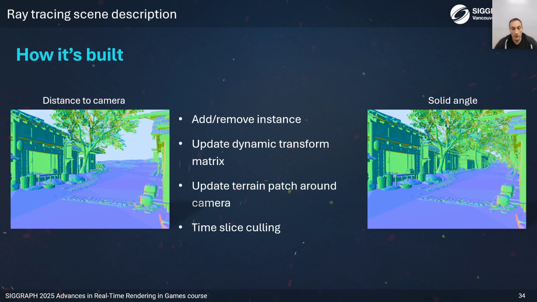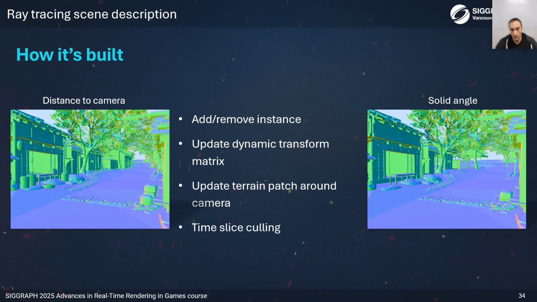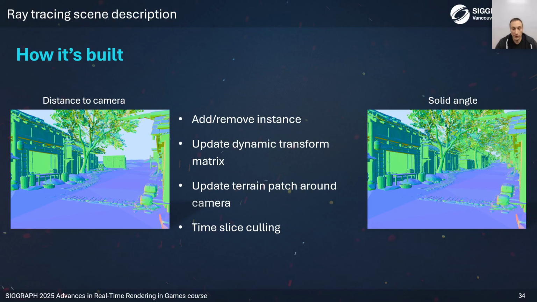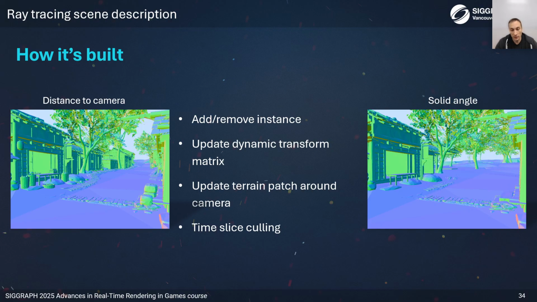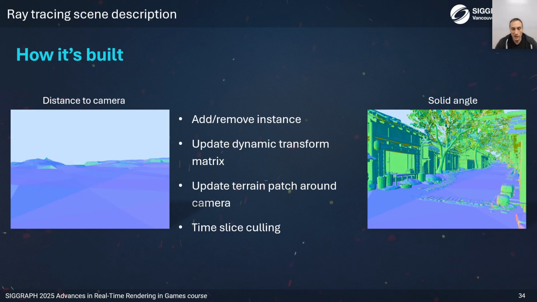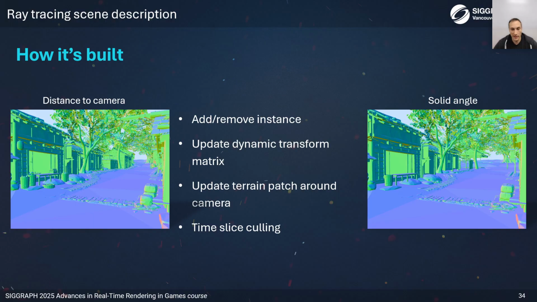Finally, we're going to cull the instances depending on the point of view of the camera. We're going to use time slicing since we have a lot of instances in our scene. We can have more than 100,000 instances. So each frame we're going to select a subset of them to cull, and it takes approximately 1 second to do the full scene update.